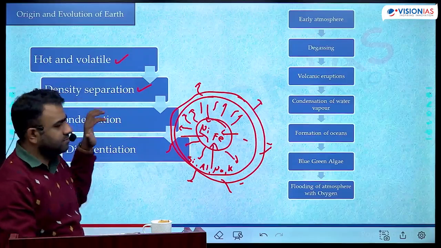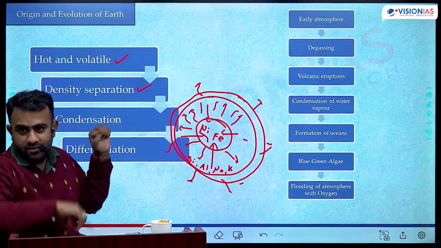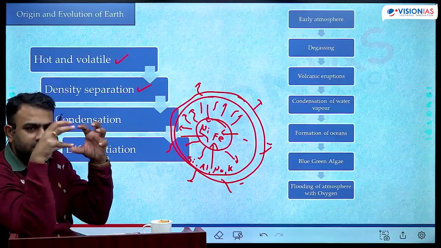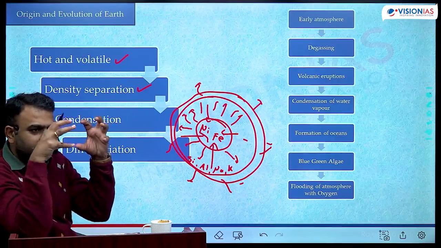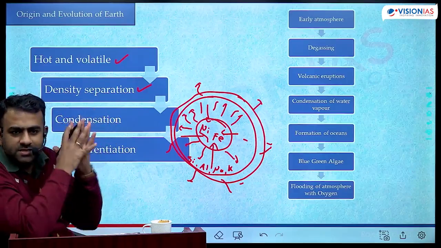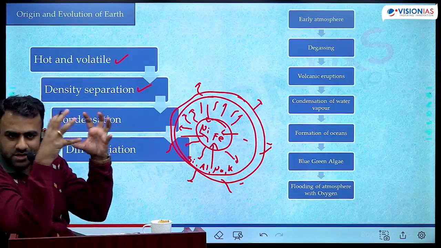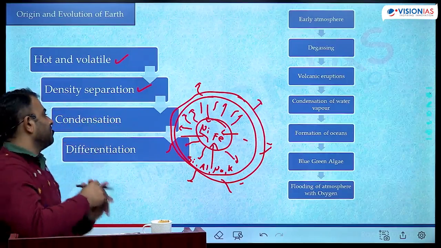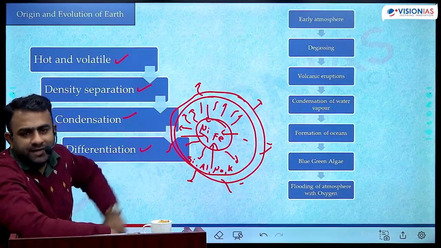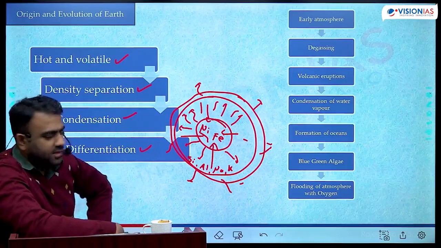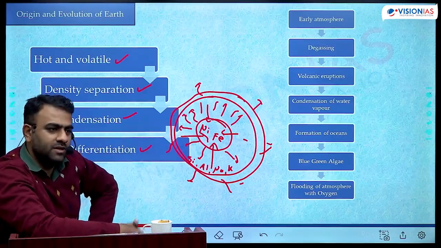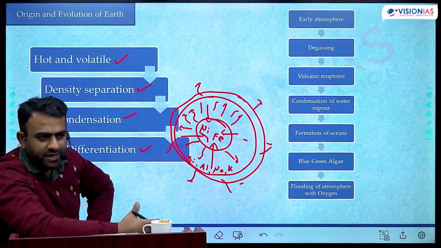Because of the density separation and the loss of heat, everything is condensing, right? जैसे जैसे density separation हो रहा है, heavier elements are sinking towards the center and the lighter ones are coming towards the surface. The heat is being lost. Over a period of time, the earth will condense in size. Condense मतलब size कम होता जाएगा, reduction of size. Differentiation, separation into different layers. The earth will get separated into different layers as per the different type of composition, different type of material present inside.